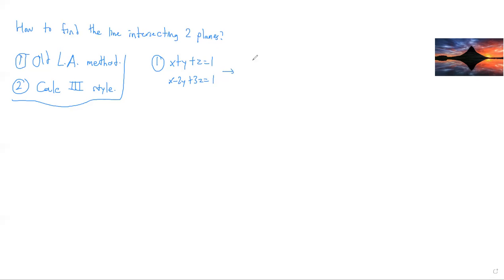In the linear algebra method, this is why it's recommended you take linear algebra before taking Calc 3. It's not mandatory, but you're more flexible with it. So you have the augmented matrix 1, 1, 1, 1 and 1, negative 2, 3, 1. And I'm going to label the top columns x, y, z.